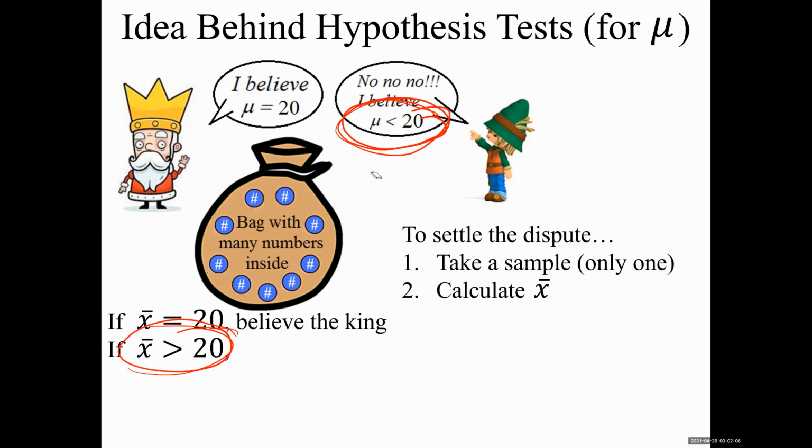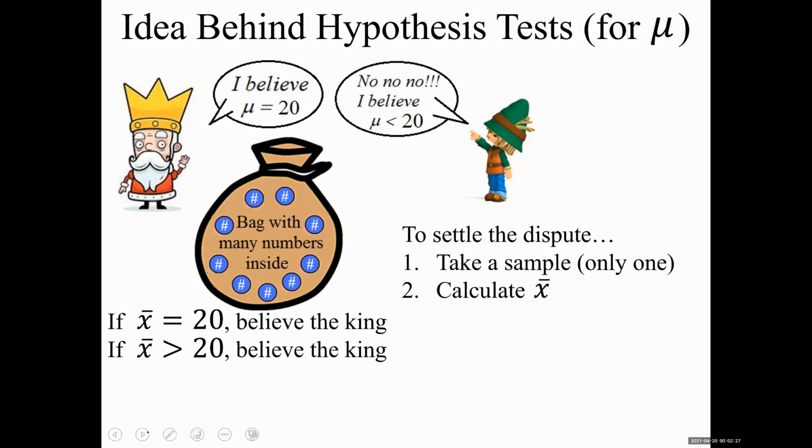If X bar is greater than 20, I don't even care if it's close anymore because the peasant is saying less than. If the peasant says less than and we get a greater than for X bar, that's not evidence at all in favor of the peasant, so we automatically believe the king in that situation. Obviously, you believe the king.